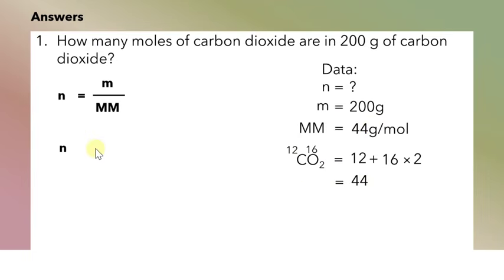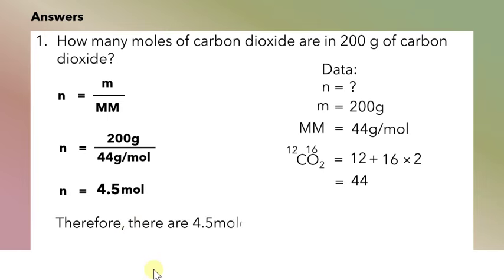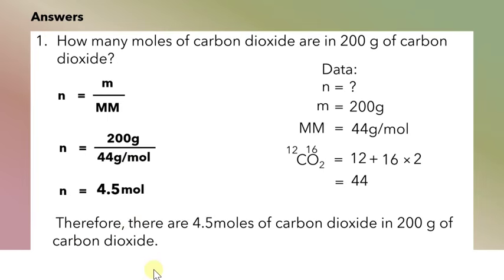So you substitute in that equation, where mass is 200, over molar mass, which is 44 grams per mole. So number of moles now is equal to 200 divided by 44, you get 4.5. So this gram and this gram will cancel, you remain with moles as the units. So we are going to say therefore there are 4.5 moles of carbon dioxide in 200 grams of carbon dioxide.